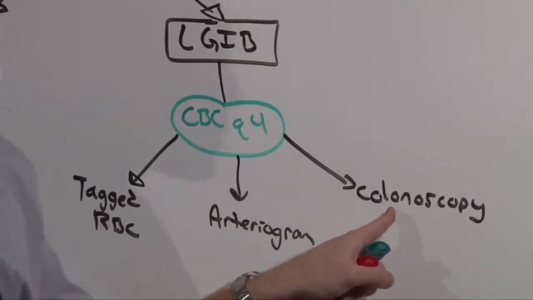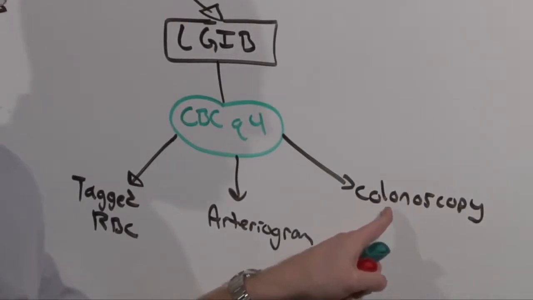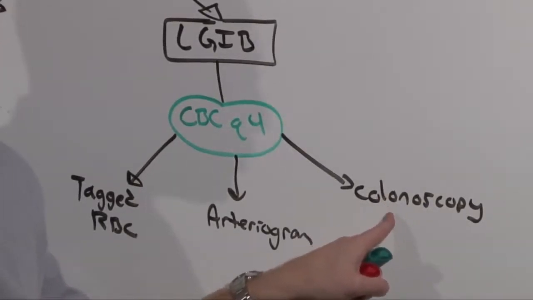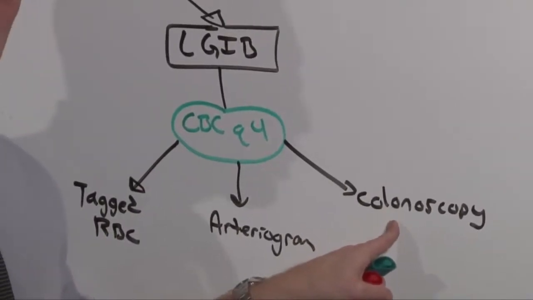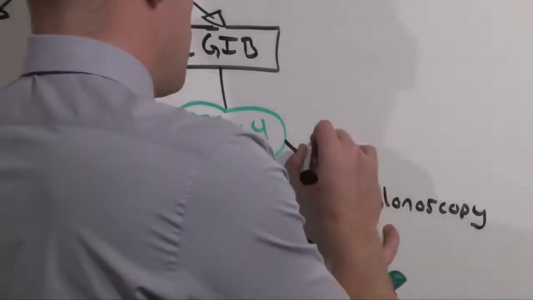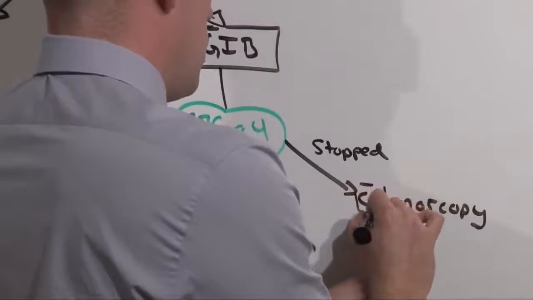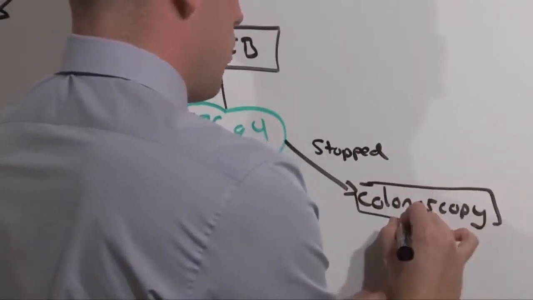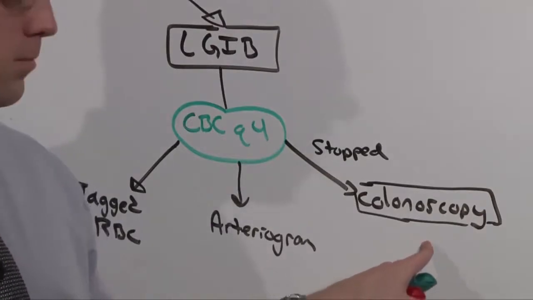Even if it stops bleeding, you will very rarely see stigmata of hemorrhage. So what you'll see instead is maybe a mass or maybe the diverticula, but you can't be sure if that was the source of bleed. So the colonoscopy can be useful if it has stopped bleeding, with a caveat that you know that you may not see the stigmata of hemorrhage, so you cannot definitively say that lesion was the cause of the bleed.